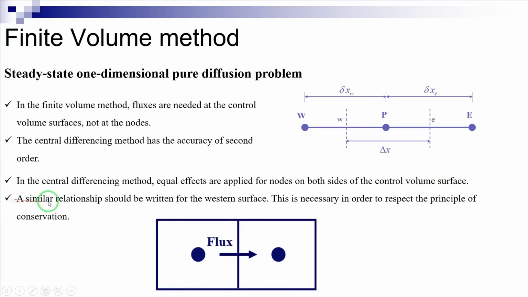4. A similar relationship should be written for the western surface. This is necessary in order to respect the principle of conservation. In other words, the output flux from a control volume, according to this figure, is equal to the input flux to the adjacent control volume. This property, where the principle of conservation is guaranteed in each control volume, is the main advantage of the finite volume method compared to the finite difference and finite element methods.